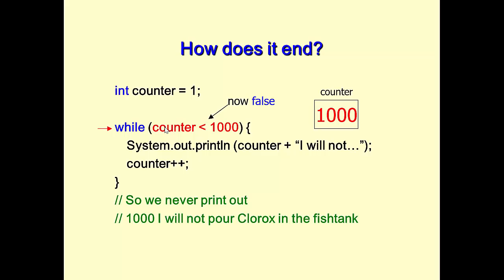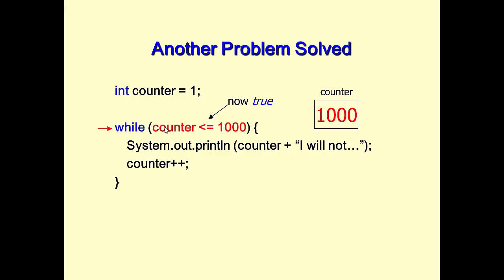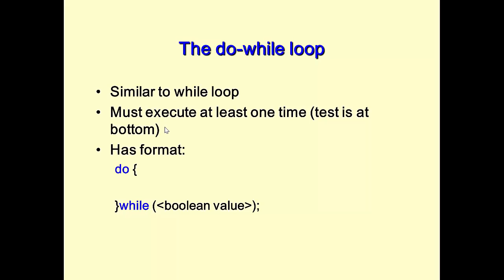So how might we solve this? Well, there's a couple different ways. We might change the 1,000 to 1,001, or we might just add in a less than or equal sign, at which point 1,000 is less than or equal to 1,000, so we could then print out 1,000, I will not pour Clorox in the fish tank.